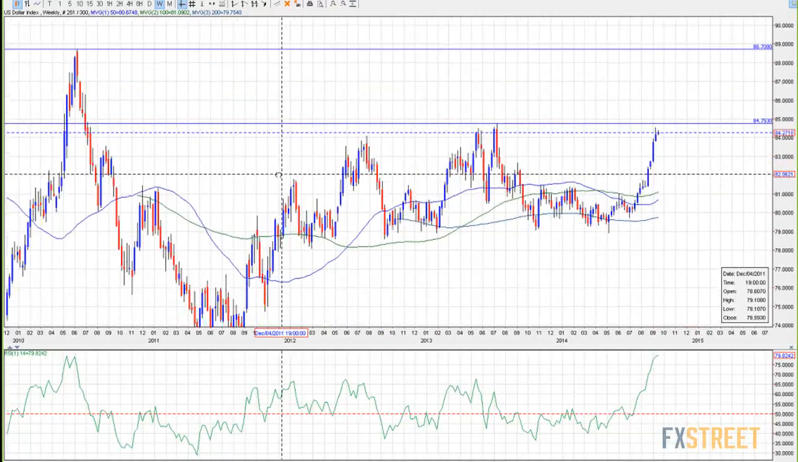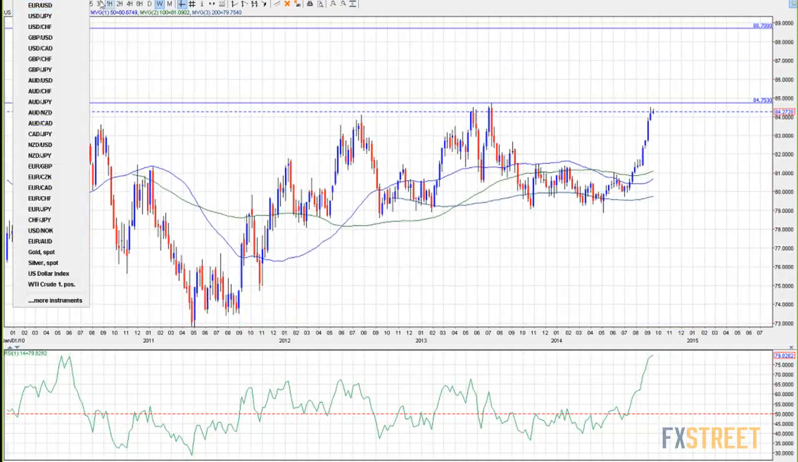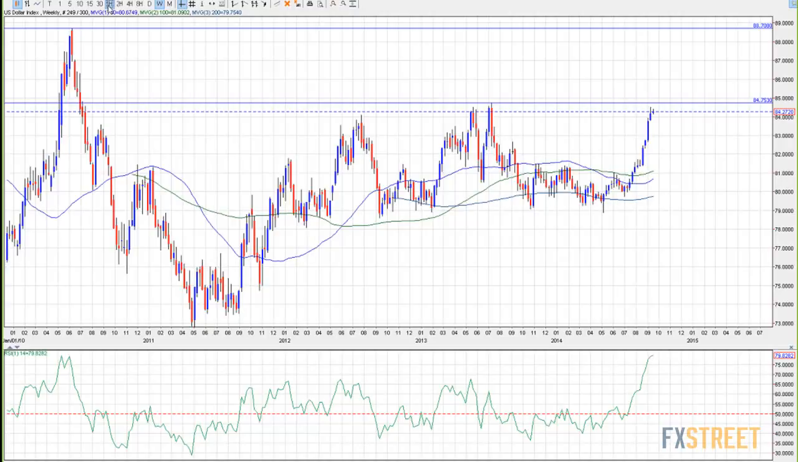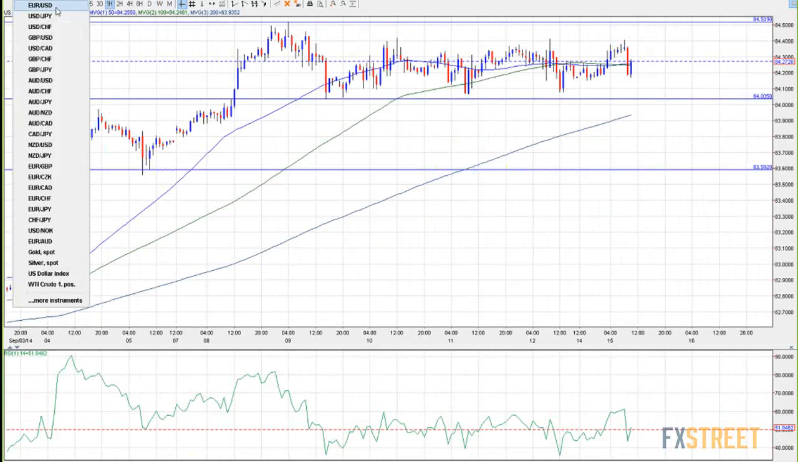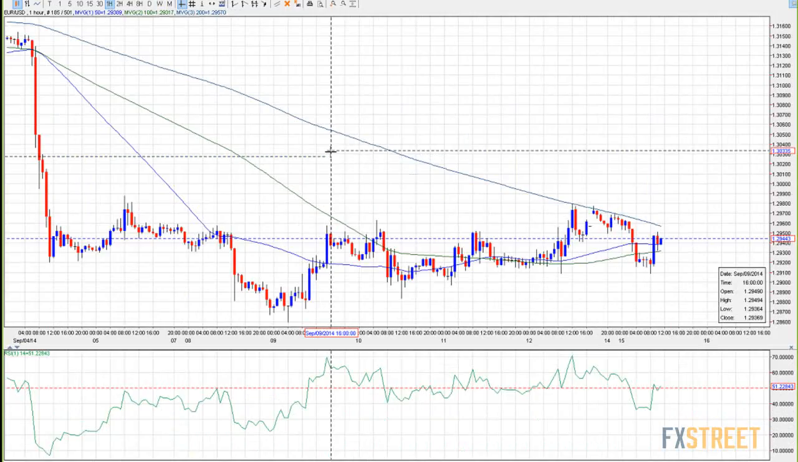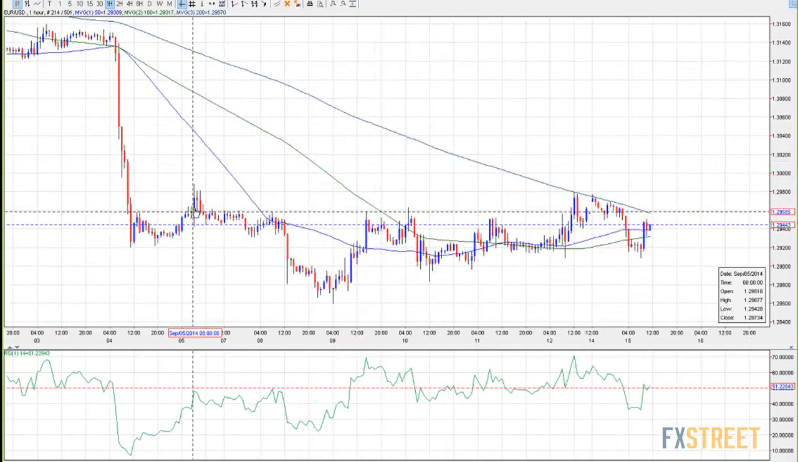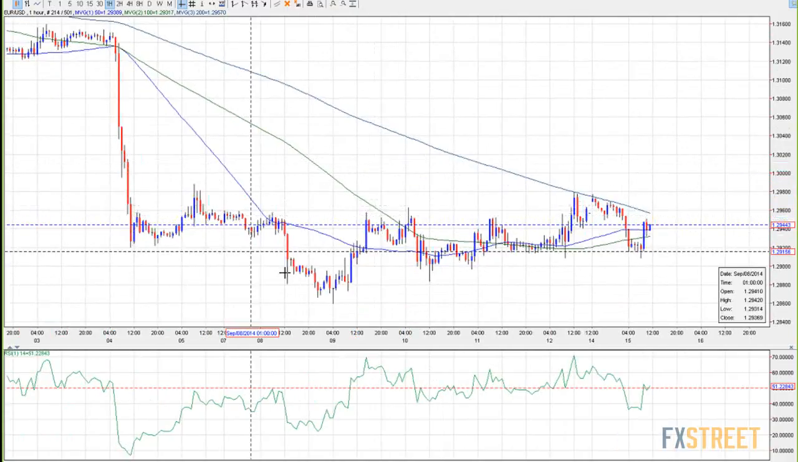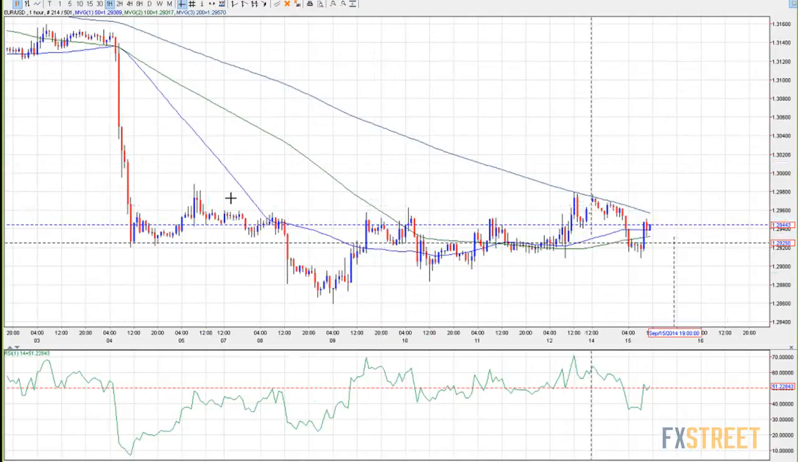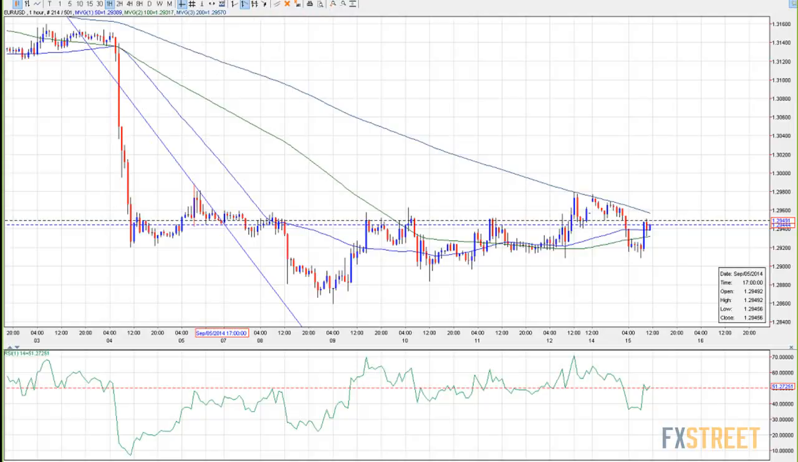Let's go to some dollar crosses. Going back to the 1 hour chart, we'll start with the euro dollar. If you've been following my posts on Forex Minute, we have been seeing a week-long consolidation here. This looks like a triangle that was broken last week.